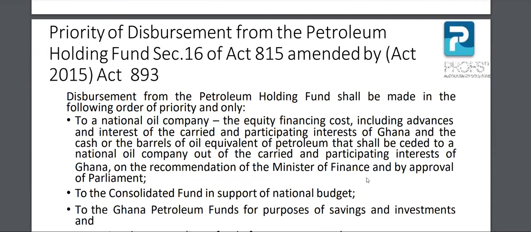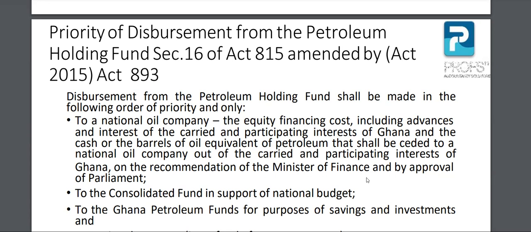So we've been able to look at the allocations and the disbursement, but we need to consolidate it as one. For the receipts, it's not really a big deal, but for the disbursement, it's a big deal. Section 16 outlines how the disbursement is going to be done, and it's a matter of priority. The first one will go to the National Oil Company. With the National Oil Company, like I said, when the actuals come in, the equity financing does not hit the PHF. It will still go to the National Oil Company.